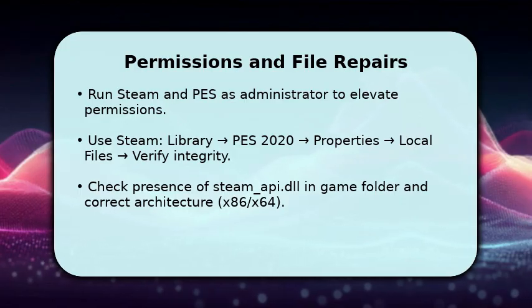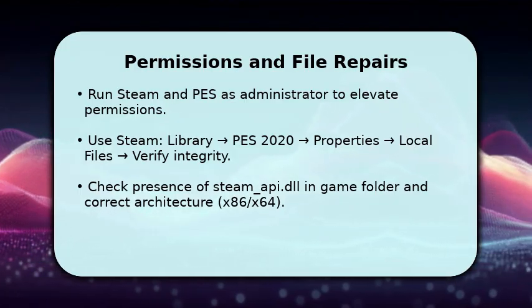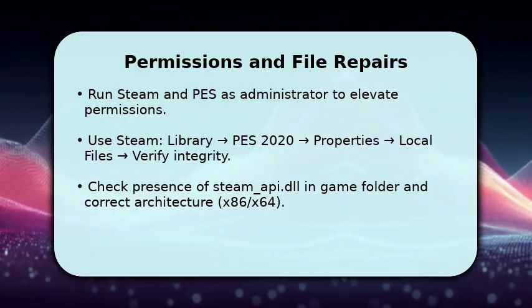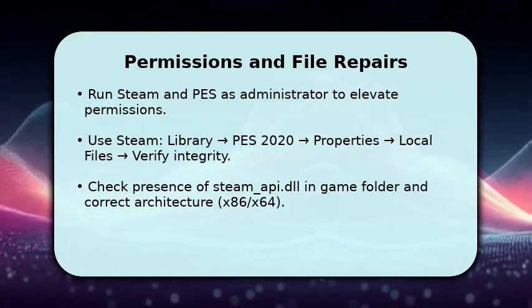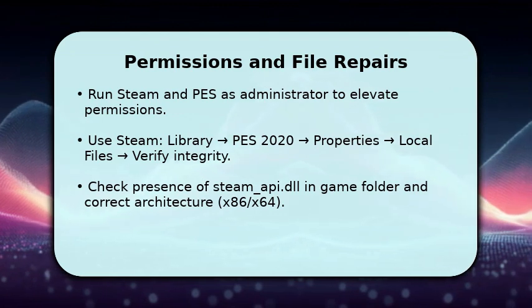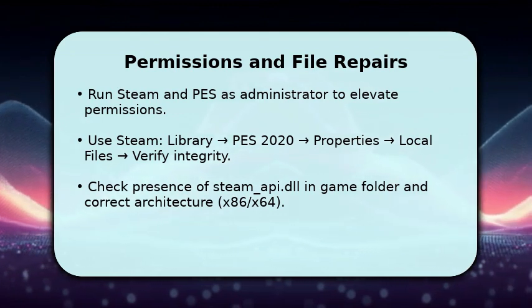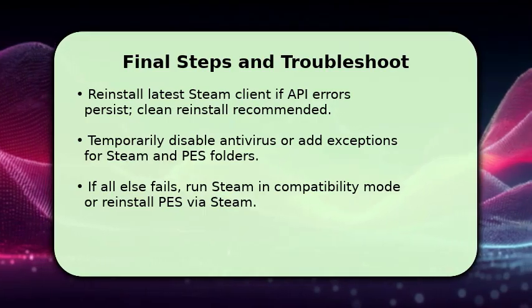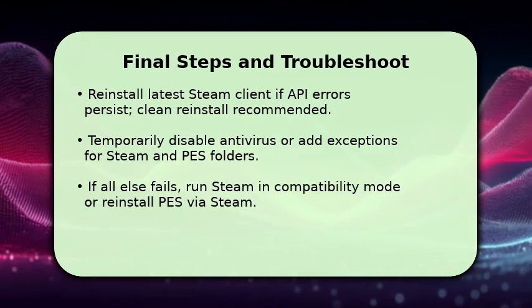Also inspect the game folder for Steam API DLL, and ensure it matches the game's architecture. Mismatched or missing DLLs prevent the API from loading. If you replace files, for final cleanup, you either reinstall Steam or perform a clean client install when persistent API errors remain. This refreshes core libraries.